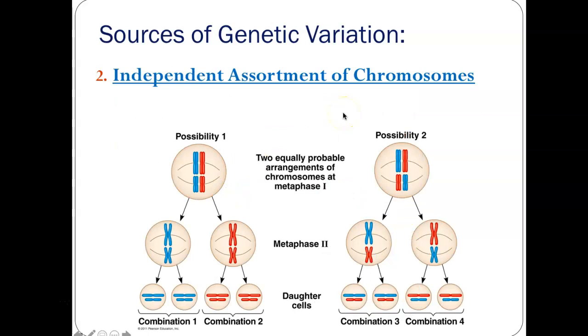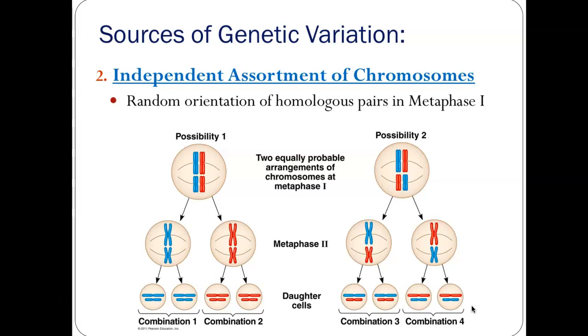Independent assortment of chromosomes. Remember, homologous chromosomes line up on the metaphase plate right here in the middle during metaphase. They could line up like this, or they could line up like that. Do you see how if they lined up like this, it would result in a difference than if they lined up like this? That can result in genetic variation depending on how the homologous chromosomes line up. That's called independent assortment of chromosomes. So there's two possibilities, a 50-50 chance.